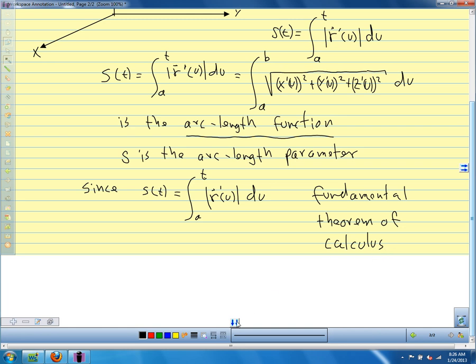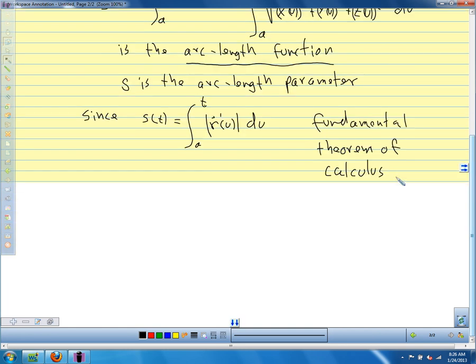Fundamental theorem of calculus says, and that would be an acceptable line in your proof. You can't say Mathematica says, but you can say fundamental theorem of calculus says that ds dt equals, and what is it? What did you say? The magnitude of r prime.